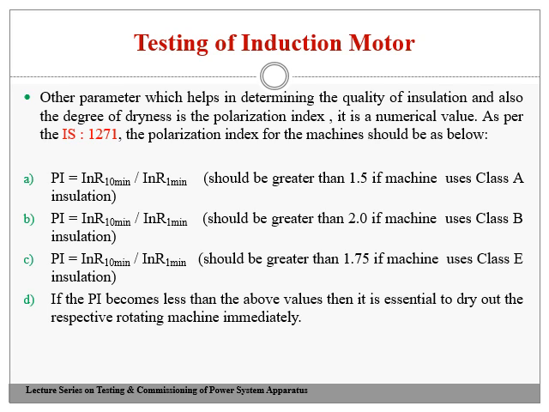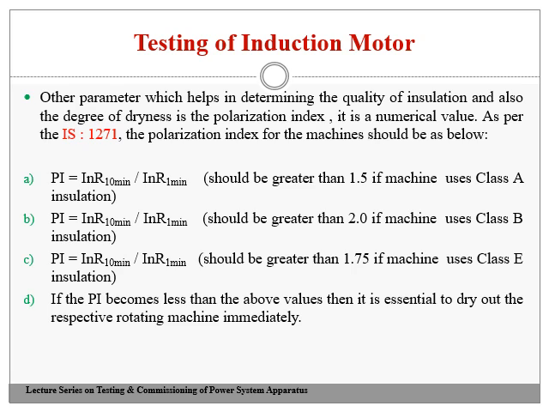absorbed moisture content. For example, you can say PI, that is IR for 10 minutes to IR for 1 minute, should be greater than 1.5 if a machine uses a class A insulation. Suppose an induction motor uses class A insulation, at that time the PI measured at 10 minutes to the measure at 1 minute should be greater than 1.5. When it becomes greater than 1.5 for this class of insulation, then we say that the insulation has good electrical properties. No need for drying.